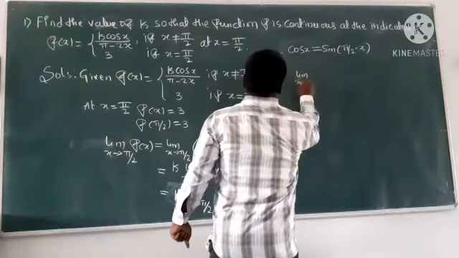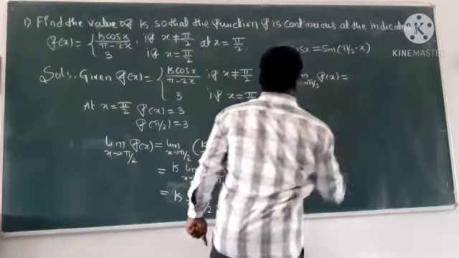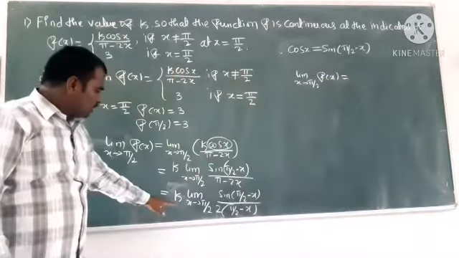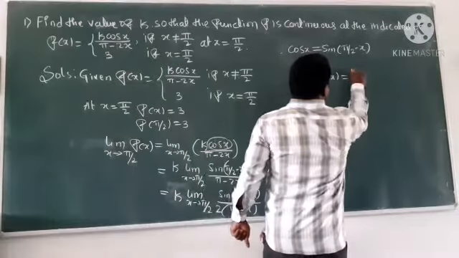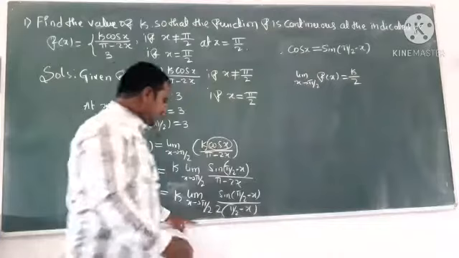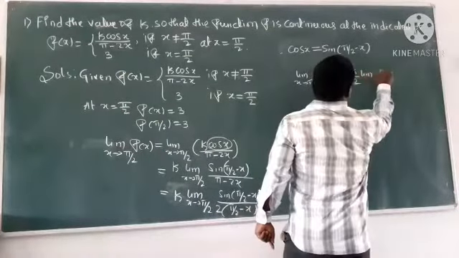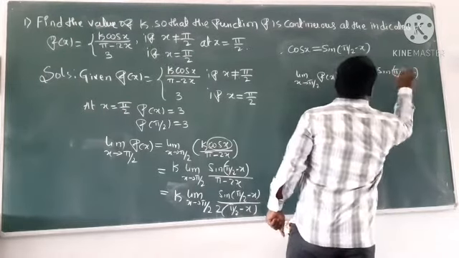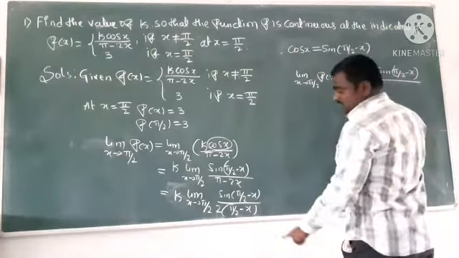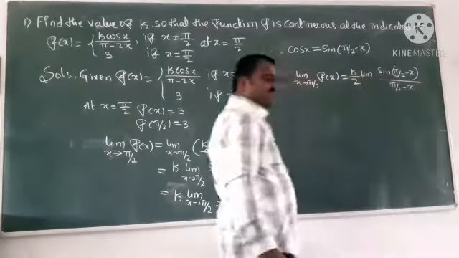So next step: limit x tends to pi by 2 of f of x is equal to, right? K is there, and here 2 is there. So shall I write it? K by 2, this comes out separately. Limit of sine of (pi by 2 minus x) divided by, what is the value? Pi by 2 minus x, right?